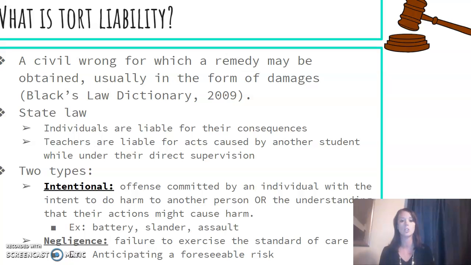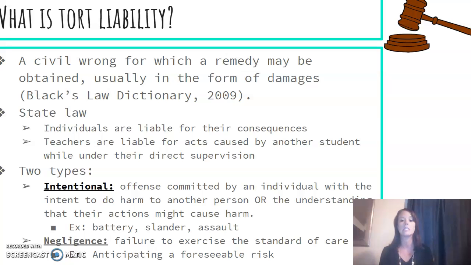So in an intentional tort, the offense is committed by an individual with the intent to do harm to another person, or the understanding that their actions might cause harm. So if they purposely, say, hurt somebody by getting in a fight. So battery, slander, assault would all be examples of intentional.